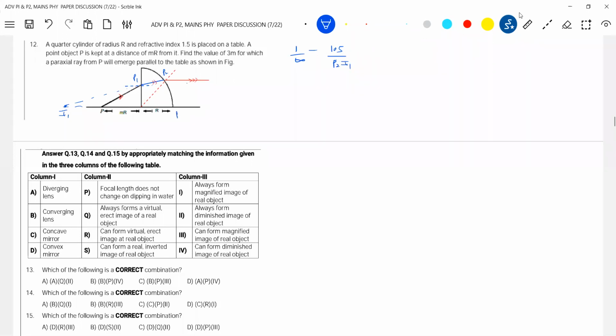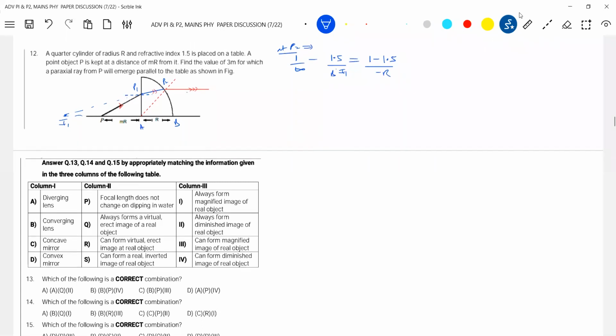Let me write here some AI1. You write it BI1. So BI1 is equal to 1 minus 1.5 by minus R. So how to get this one? Again, the refraction will occur at P1. So this is at P2. Now at P1, you write the equation like this.